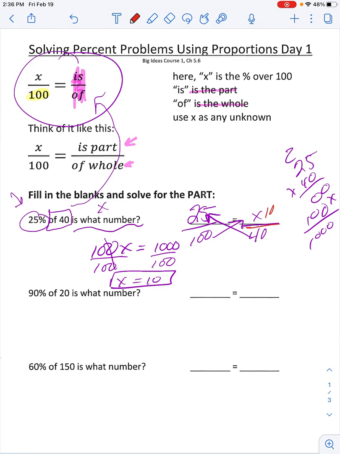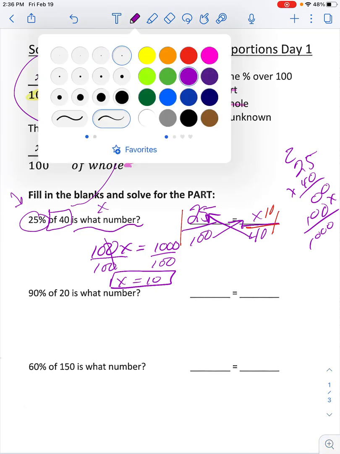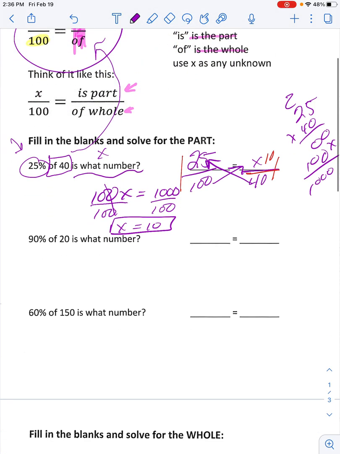If we just think to ourselves, does this make sense? 10/40 simplifies to 1/4. 25/100 also simplifies to 1/4. So that makes sense. I know I did it correctly. Let's look at the next one.